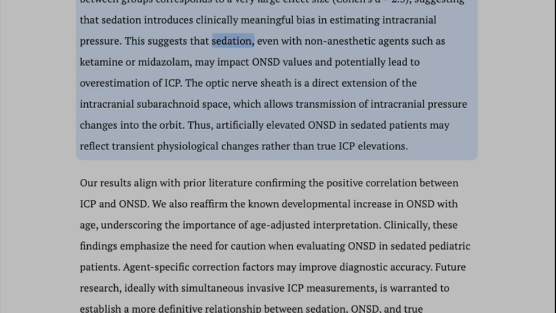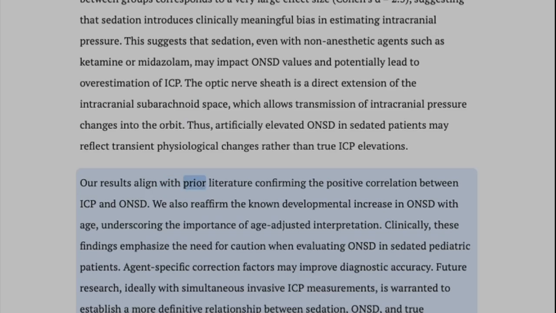This suggests that sedation, even with non-anesthetic agents such as ketamine or midazolam, may impact ONSD values and potentially lead to overestimation of ICP. The optic nerve sheath is a direct extension of the intracranial subarachnoid space, which allows transmission of intracranial pressure changes into the orbit. Thus, artificially elevated ONSD in sedated patients may reflect transient physiological changes rather than true ICP elevations.